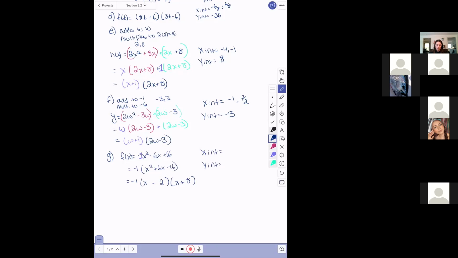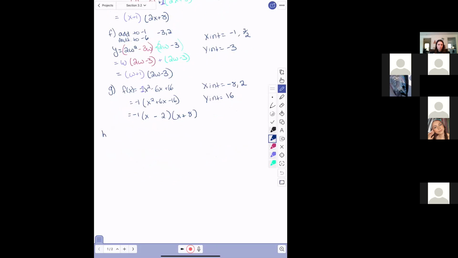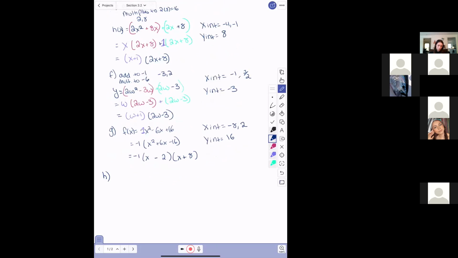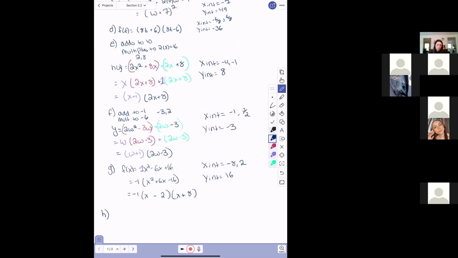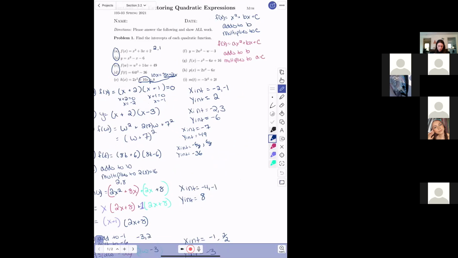+2 and -8, good. So -8, +2. And what's the y-intercept? 16. 16, perfect. All right, next is problem H, which is p of x equals 2x squared minus 6x.